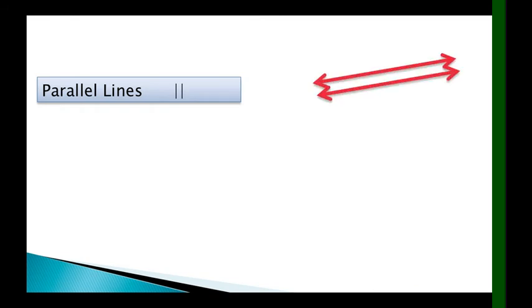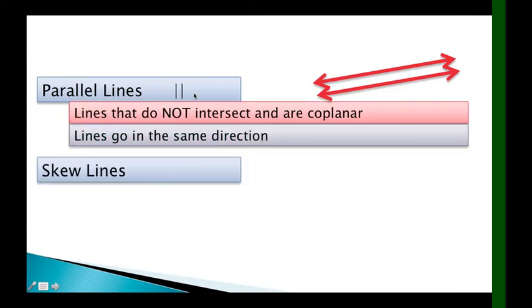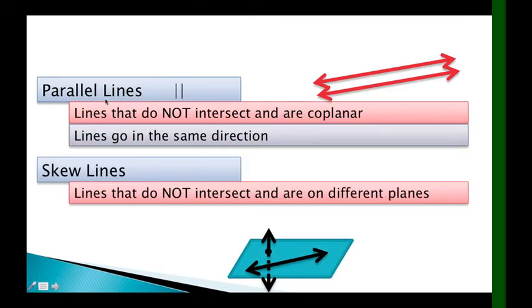Parallel lines, with this symbol, ito yung symbol ng parallel lines. Okay, pakita muna natin lahat. Lines that do not intersect and are coplanar. Ibig sabihin, they lie on the same plane. Okay, so let's say this is a plane. Ayan. So this is a sample of parallel lines that do not meet. They don't meet. Lines go in the same direction. Papunta sila dito or doon, pero hindi sila nagbi-meet. They never intersect.